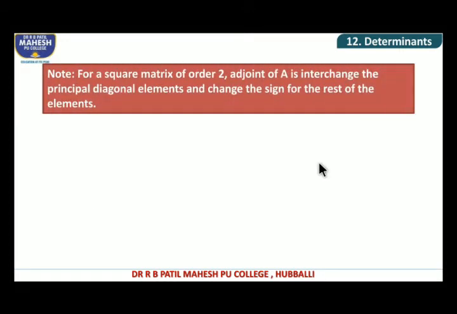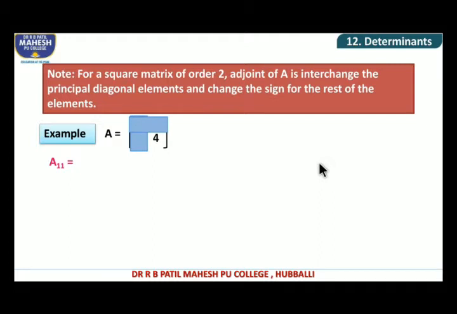Note, this is very important. For a square matrix of order 2, adjoint of A is obtained by interchanging the principal diagonal elements and changing the sign of the rest of the elements. So, this is the condition for a square matrix of order 2. Let us see how it is possible. Consider an example. Capital A matrix is equal to 1, 2, 3, 4.